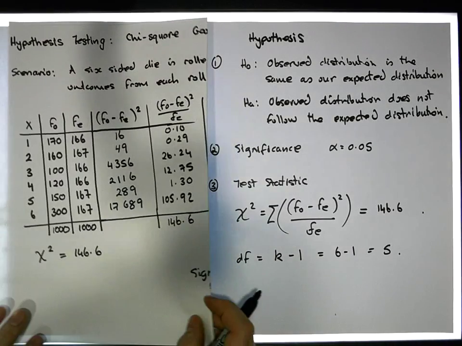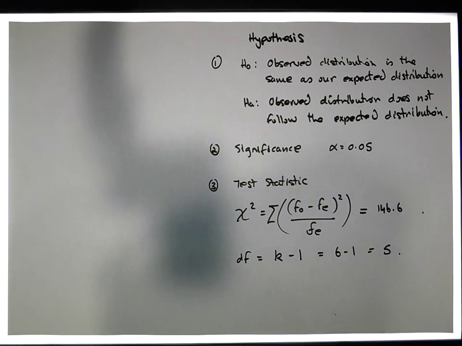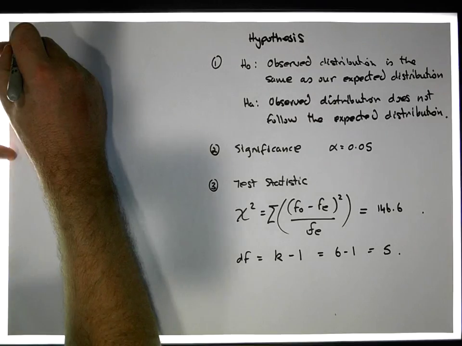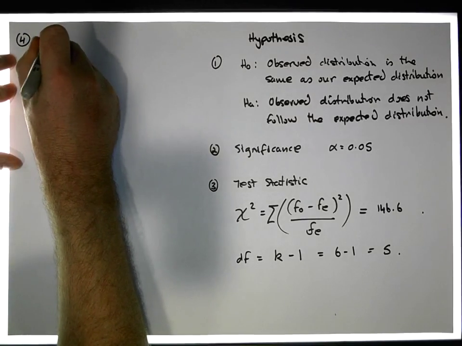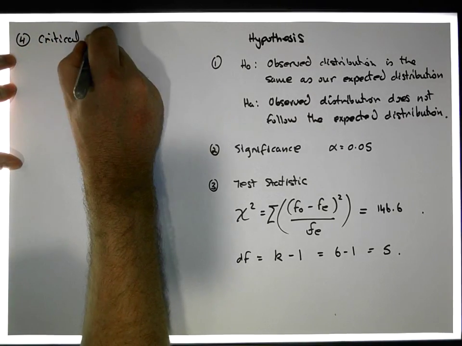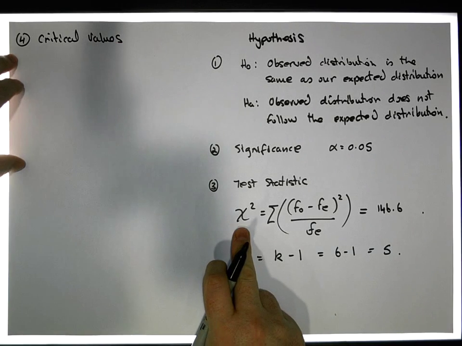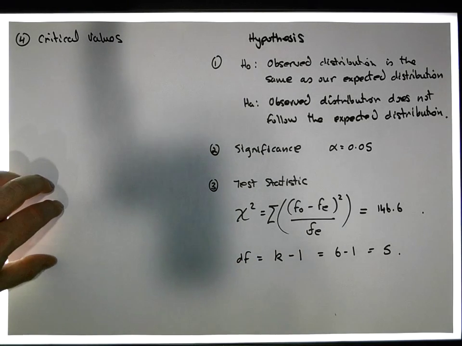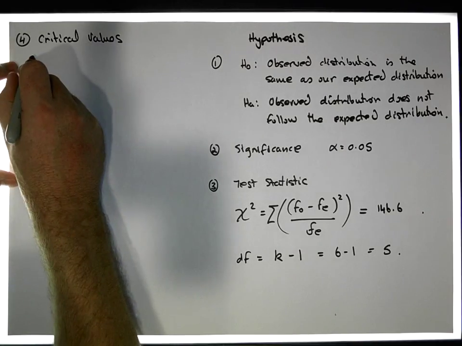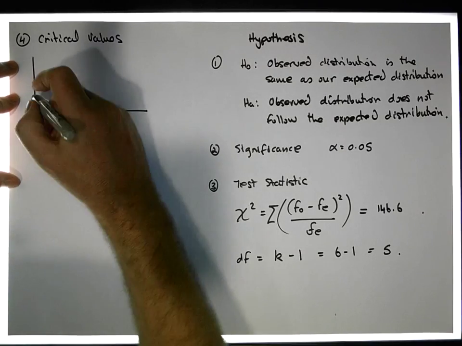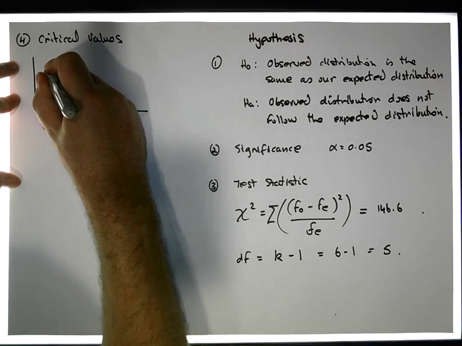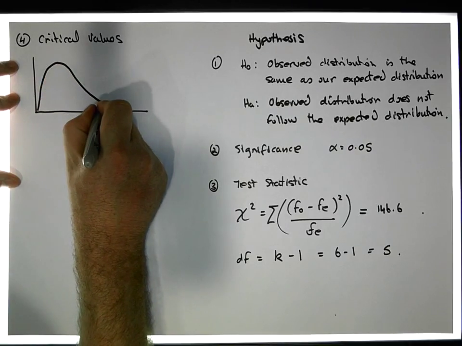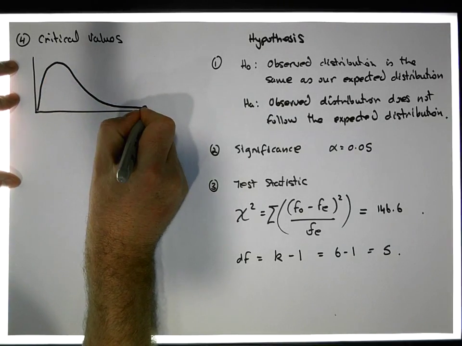Okay, now to calculate our critical values, part 4 is our critical values. And let's keep in mind that we're doing a chi-squared test. So the test statistic follows a chi-squared distribution, which, depending on degrees of freedom, is a distribution that is skewed.